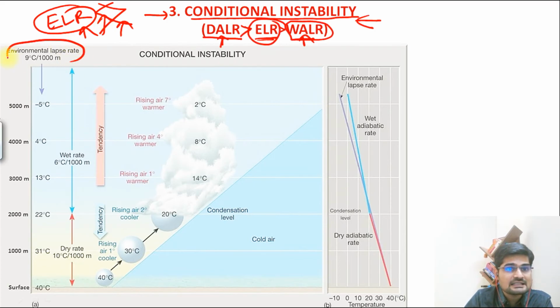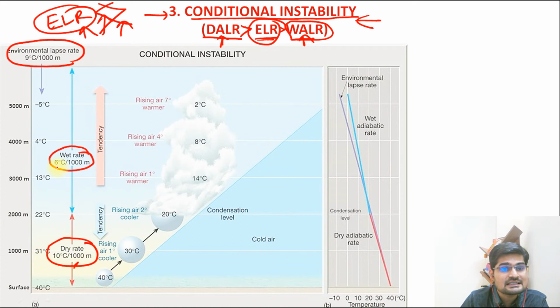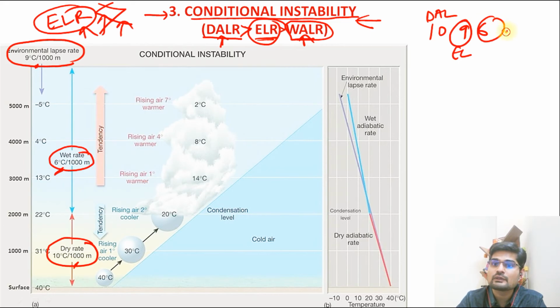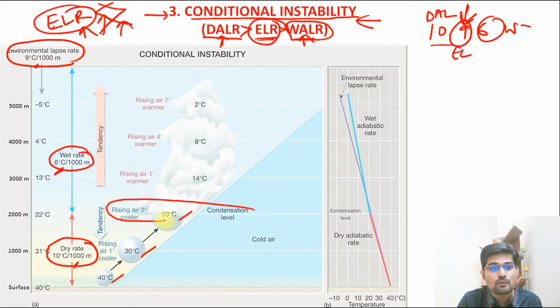What is the environmental lapse rate? It is 9 degrees. What is the dry adiabatic lapse rate? 10 degrees. So dry is greater, but wet is 6 degrees. So this environmental lapse rate falls in between. Remember, 9 is the ELR, DALR is 10 and WALR is 6. So it is falling in between. In this situation, what will happen after a particular altitude? Now this is interesting: after 40 degrees goes 30, goes 20, this is a level where it reaches the dew point. Remember why? Because, see, what is the change here?